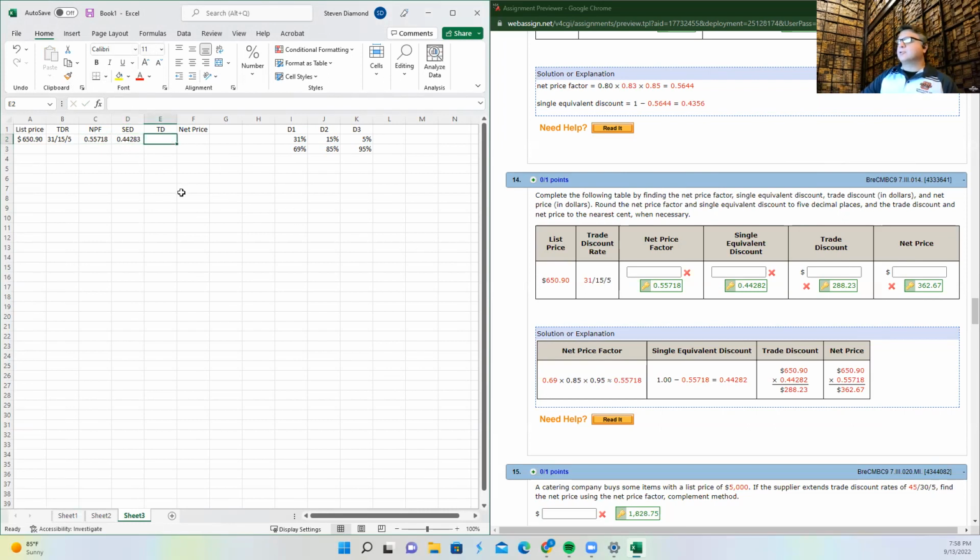Okay. My trade discount is going to be my list price times my single equivalent discount. And what we mean by single equivalent discount is this one number here, okay, is this, this, and this all put together. And then our net price is, of course, going to be our list price minus our trade discount.